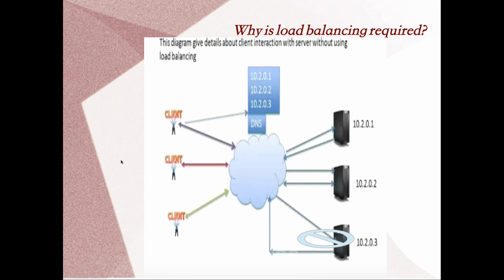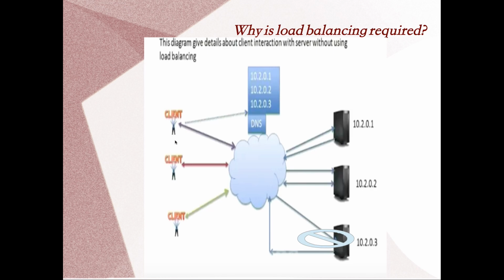Now, in the best case scenario, if a client generates a request for 10.2.0.2, the request goes to the second server. The second server is working perfectly, processes the request and sends the desired result to the client. Client is happy. Now what happens if one of the servers stops working? It is not responding to any of the requests generated by the client.